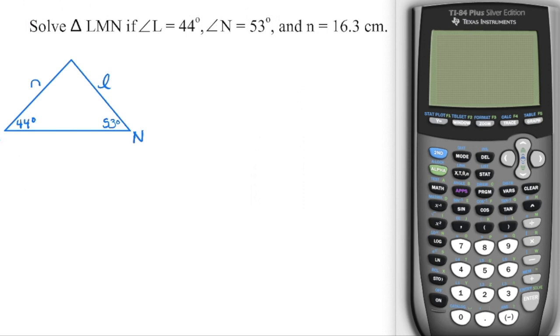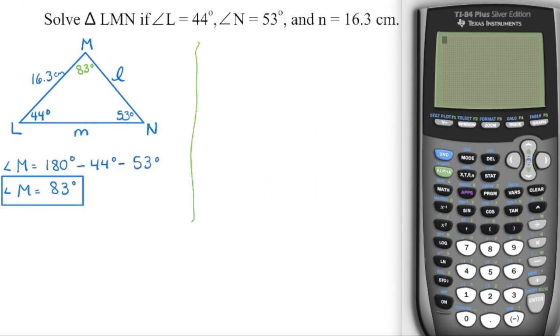That makes this angle on top angle M, so our base is going to be side M. Side N is actually given to us, so we can take that 16.3 and substitute that in there. Then the easiest thing to do would be to fill in this missing angle first of all. We can take the 180 degrees in a triangle and subtract the two angles we're given. That third angle has to be 83 degrees.